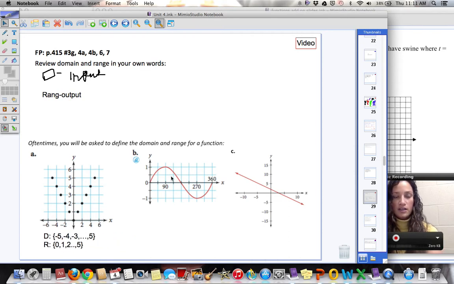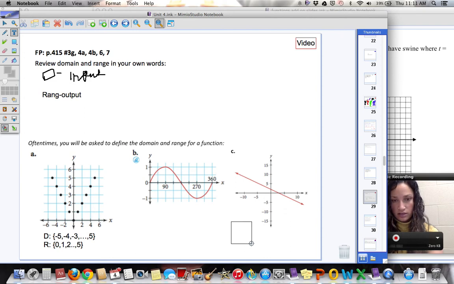My second one, this is continuous. It's going forever, but since there are no arrows on the end, let's assume that it stops. So it stops here and it stops there. So my domain is my x values. It's going from 0 all the way to 360, and it's including every single thing in between.